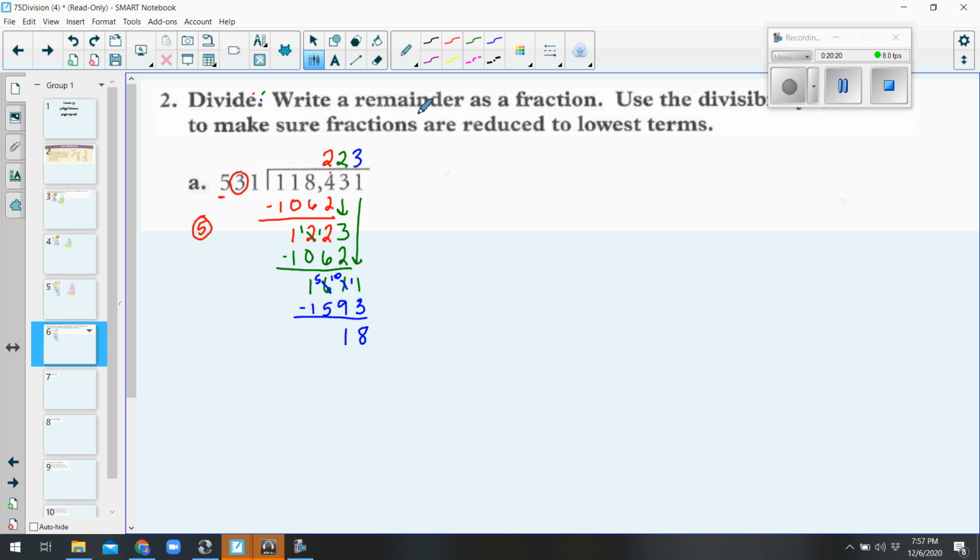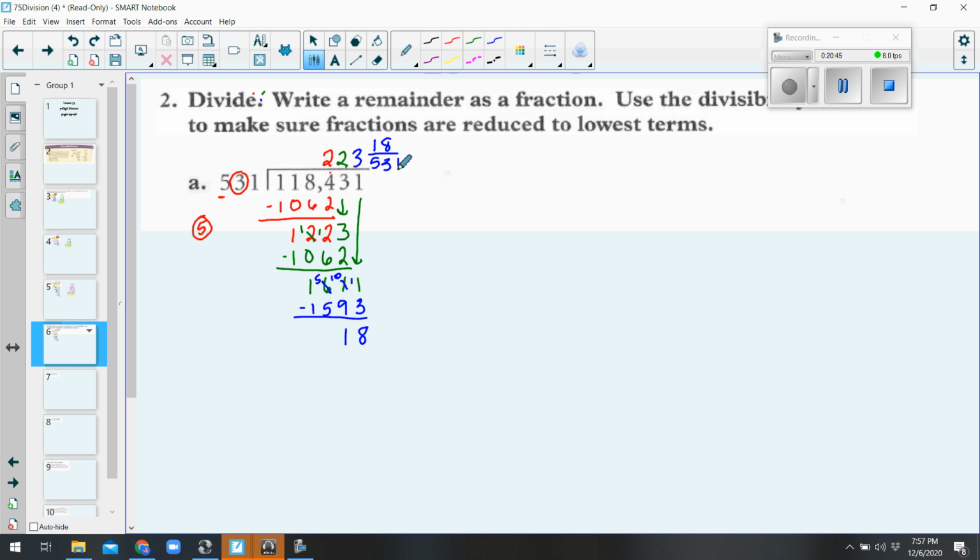The directions say write the remainder as a fraction and then reduce to lowest terms. So the remainder 18 will be my numerator, and then 531 will be my denominator. Now I've got to figure out if this can be reduced. Well, I would ask myself my biggest number. It doesn't end in 0, so it can't be reduced by 10.